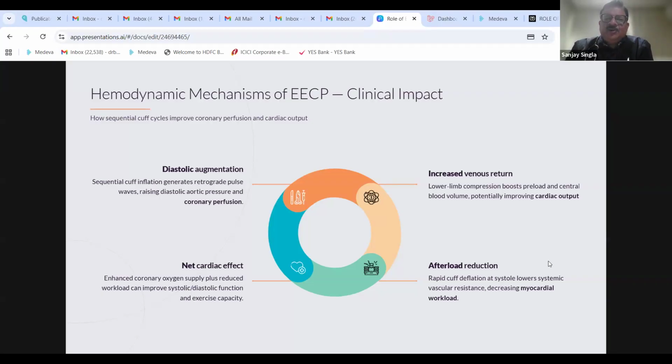Increased venous return: lower limb compression boosts preload and central blood volume, potentially improving cardiac output. Then another is afterload reduction: rapid cuff deflation at systole lowers systemic vascular resistance, decreasing myocardial workload, again increasing EF. The net cardiac effect is enhanced coronary oxygen supply plus reduced workload. It can improve systolic and diastolic function and exercise capacity. If we are improving diastolic function, then theoretically, again I am saying, it can be used in HFpEF patients.